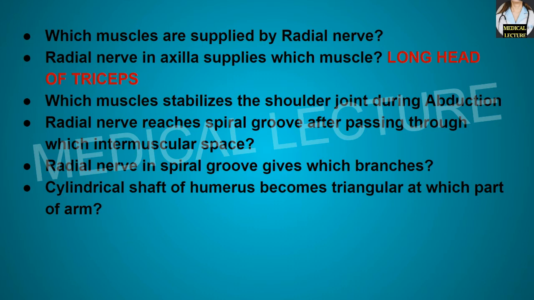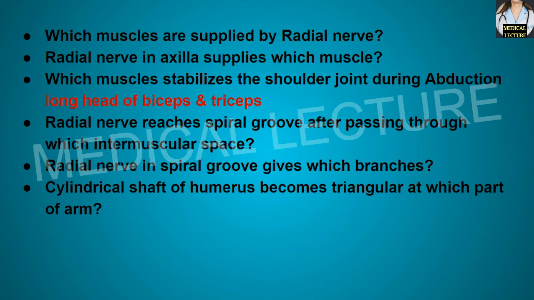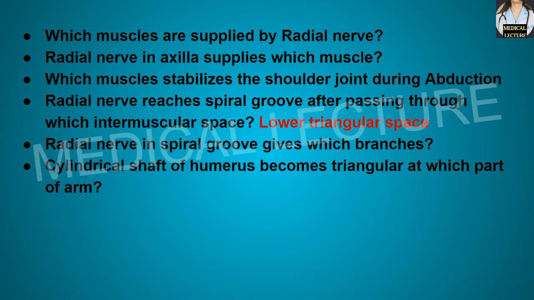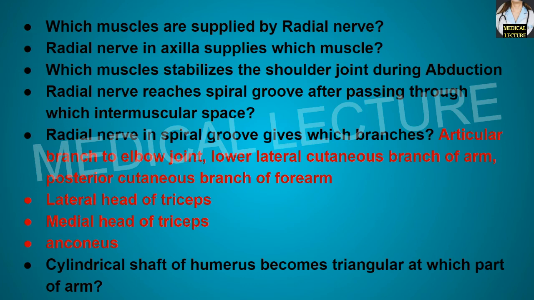Which muscle stabilizes the shoulder joint during abduction? Long head of biceps and triceps stabilizes the shoulder joint during abduction. Radial nerve reaches the spiral groove after passing through which intermuscular space? Lower triangular space. Radial nerve in the spiral groove gives which branches? It gives the articular branch to the elbow joint, lower lateral cutaneous branch of the arm, posterior cutaneous branch of the forearm, and also supplies the lateral head of triceps, medial head of triceps, and the anconeus muscle.